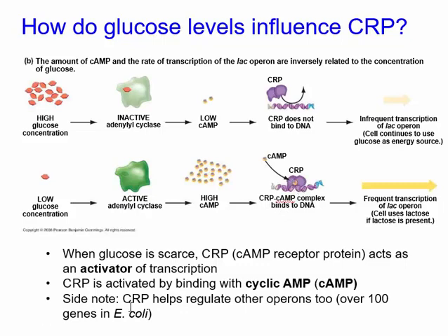The last bullet here is a little side note. Cyclic AMP is not just important for influencing the regulation of the lactose operon, but actually several other operons and over 100 genes in E. coli.